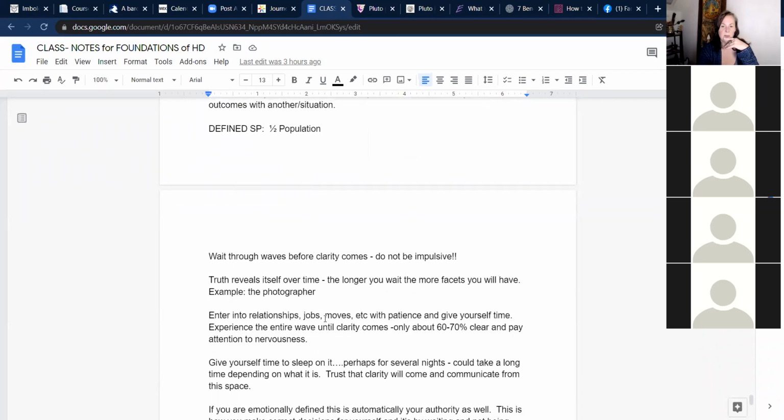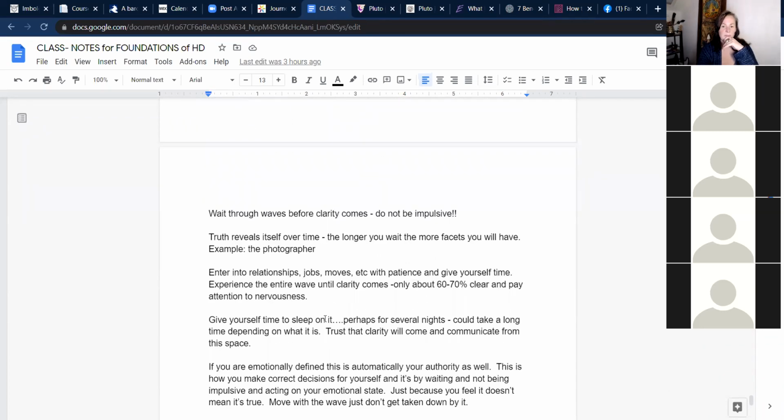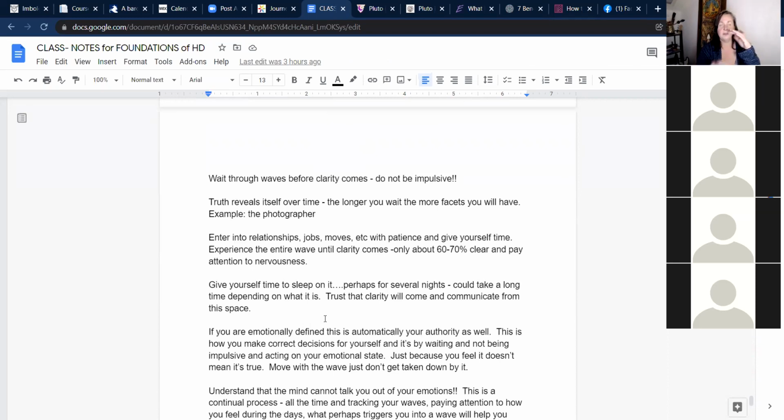So a defined solar plexus, like I said before too. If you have a defined solar plexus, or anybody else that you have worked with or are going to work with, or children, partners, spouses, friends, anybody, all of this we went over when we went over authorities, because if you have a defined emotional solar plexus, this is your authority. This is how you make decisions.